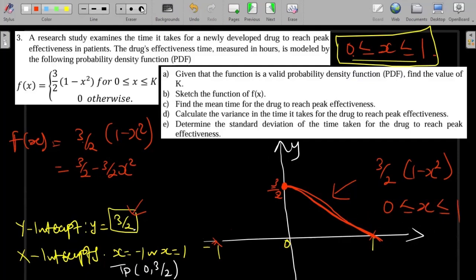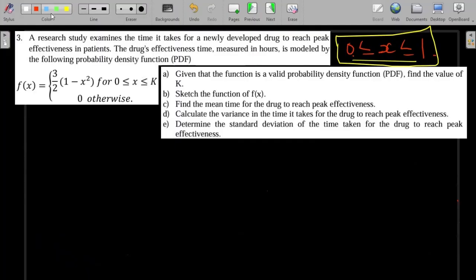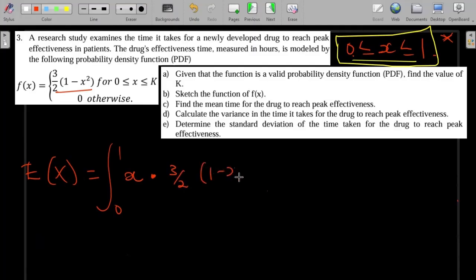And then let's look at C. So C, what do we have? They're saying find the mean time for the drug to reach peak effectiveness. So we said mean is just the expected value of x. So the integral from 0 to 1, remember we're using the integral of x multiplied by the probability function, which is 3/2, and then (1 minus x to the power 2), and then dx.